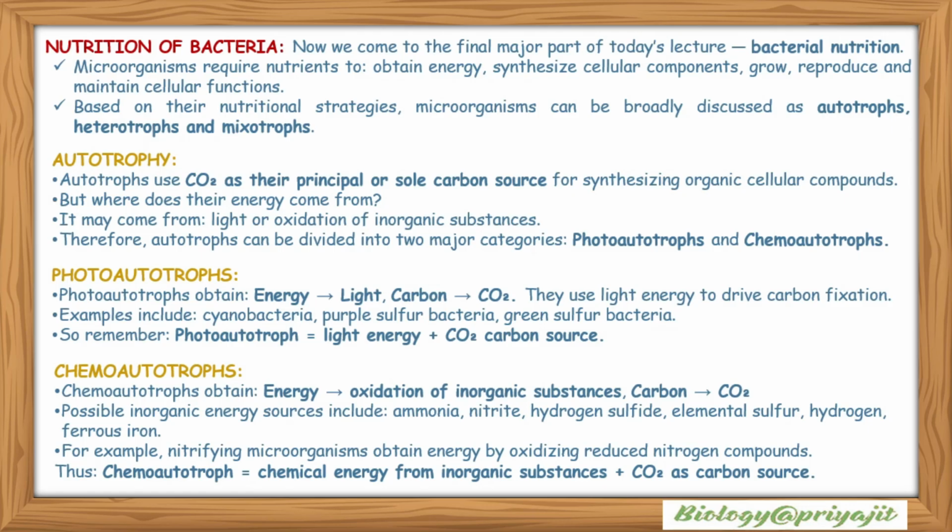Therefore, autotrophs can be divided into two major categories: photoautotrophs and chemoautotrophs. Photoautotrophs obtain energy from light and carbon from carbon dioxide, so they use light energy to drive carbon fixation. Examples include cyanobacteria, purple sulfur bacteria, green sulfur bacteria. So remember, photoautotroph equals light energy plus carbon dioxide as carbon source. Chemoautotrophs obtain energy by oxidation of inorganic substances and carbon from carbon dioxide. Possible inorganic energy sources include ammonia, nitrite, hydrogen sulfide, elemental sulfur, hydrogen, ferrous ion.